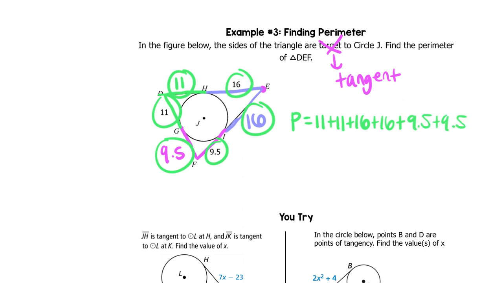That's your perimeter of the triangle. So let's see, this would be 22, this would be 32, and this would be 19. So 22 plus 32 is 54, plus 19 is 73. So the perimeter of this is 73. There's no unit, so I'm just going to put units.